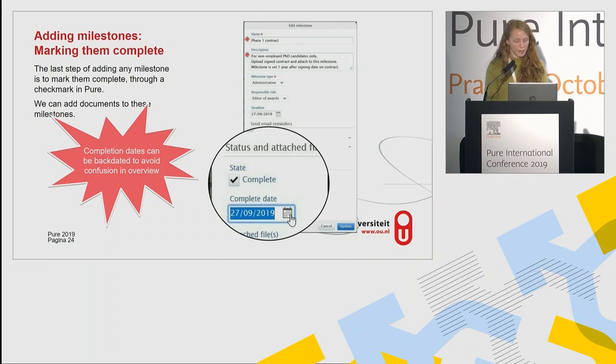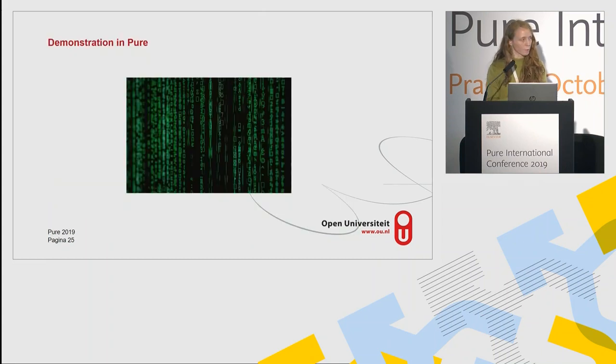And now I have come to my demonstration. I'm not sure how much time is left. 2 minutes? Then I will skip the demonstration. I'll just explain that it's very handy when you log into Pure. If you have the user role editor of awards or administrator, then you can immediately, when you log in to Pure and navigate towards the awards module section, see a nice overview of what are the upcoming milestones, what are overdue milestones, and which are completed. So it's a very nice and handy feature.